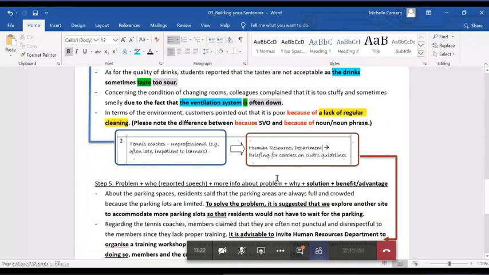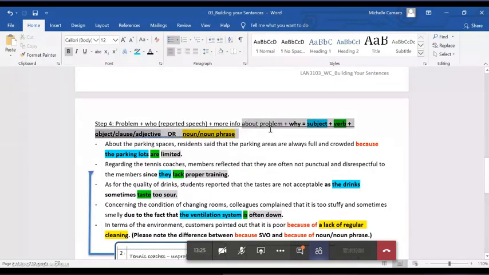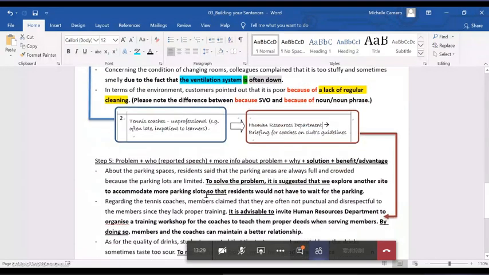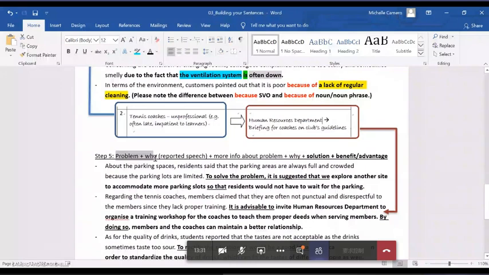That's step 4. So be careful how you use step 4. Sometimes you will have to use step 4, sometimes not. All right, so step 5, after you give the problem and after you say who, the people with reported speech, and then you give more information about the problem and you give the reason, which is the why, now you're ready for the next part, which is you want to say the solution, and then you need to give the benefit or the advantage of the solution.